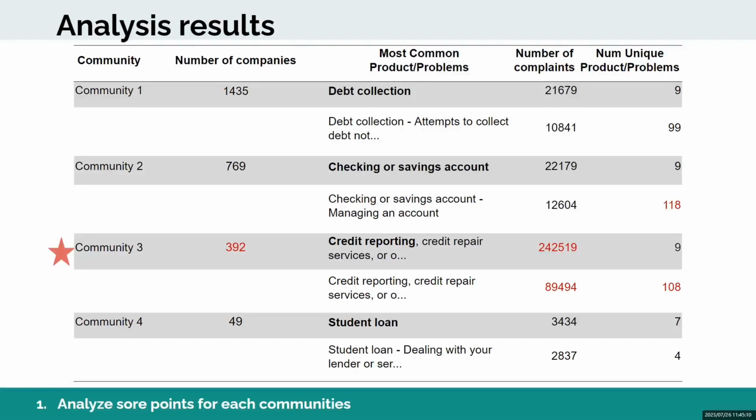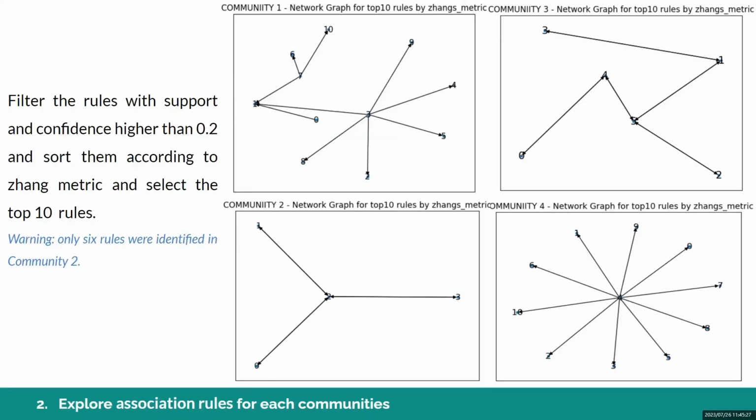From the basic statistical analysis, we can see community 3 had the highest number of complaints and types of issues complained about, and it has a relatively small number of companies. And then association rules are explored. The top 10 rules for each community were found based on the Jones metric, along with the support, confidence, and lift metrics. To facilitate visualization, the problem ID of each rule is represented in the network graph, and the association rules found are shown in the above figures.